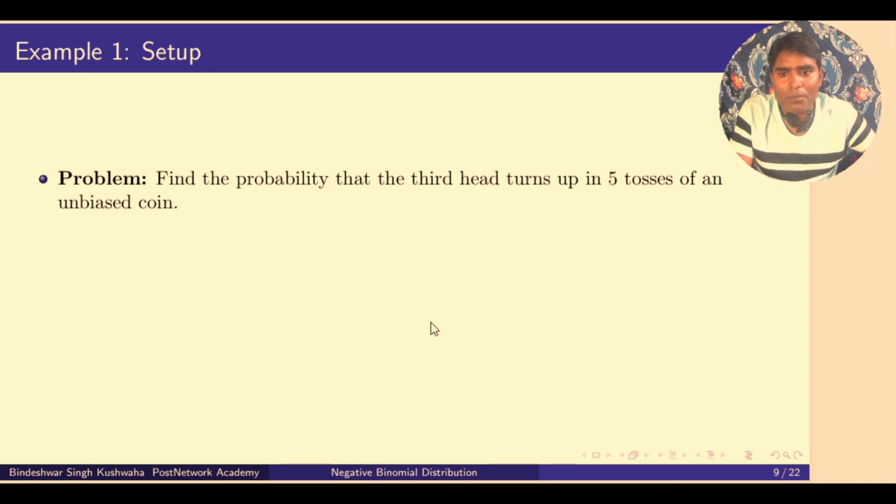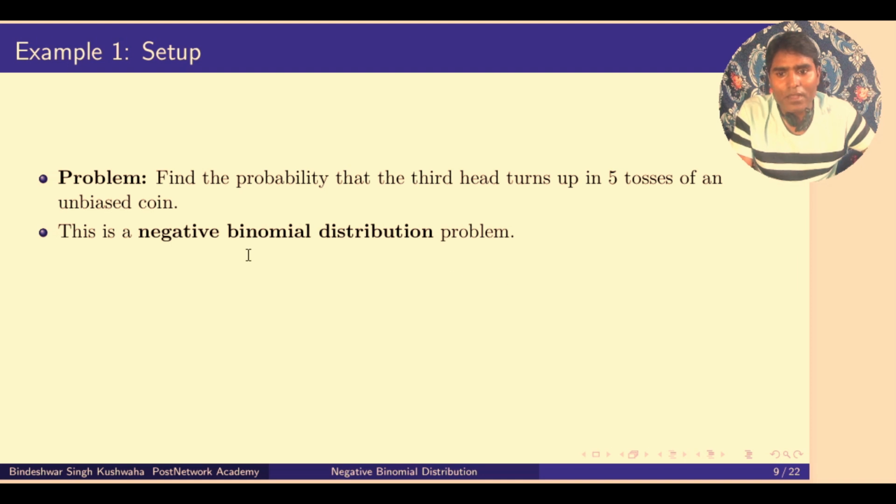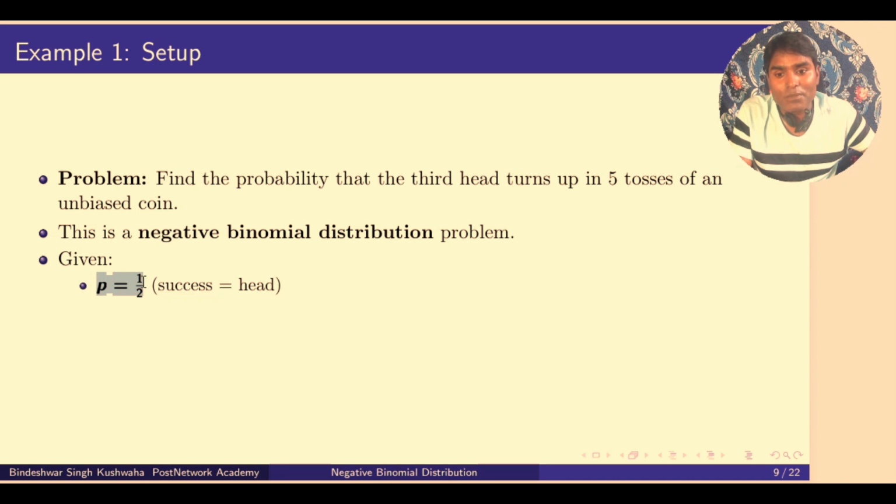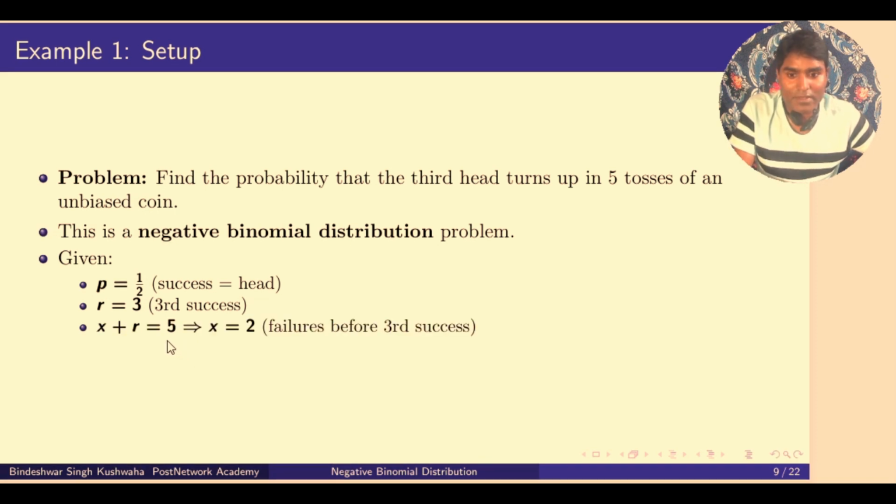Now let us see some examples. Example 1: find the probability that the third head turns up in 5 tosses of an unbiased coin. This is a negative binomial distribution problem. Here the success probability is 1 upon 2, and the number of successes is 3. So how many trials? x plus r is 5, and this implies x is equal to 2, the failures before the third success.